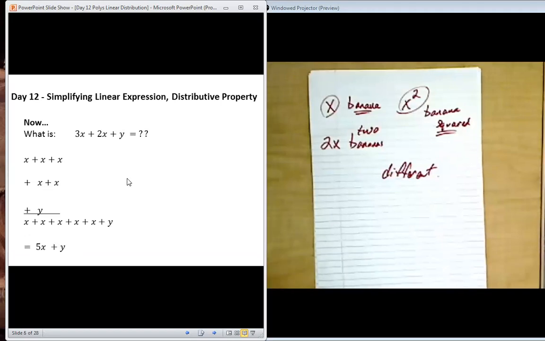Just for fun, I threw this plus y in there. We have the same things from before with this extra y now. So if x's are like bananas, y is like an apple, right? What do we got? We got 5 bananas here, 5x, plus 1y, plus 1 apple, let's say. Can we combine those any further? No, not by making juice of some sort, but that's not what we're going for. You got five of one thing, one of the other.